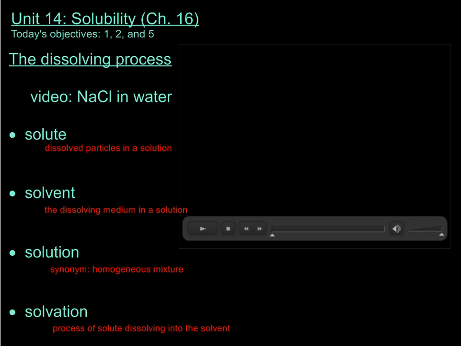interpret solubility curves. So a couple of the vocabulary terms that you saw, the first few, solute, solvent, solution, and solvation, have to do with the dissolving process. Let's take a look at this video where we get to see sodium chloride dissolving in water. It's an animated scheme to kind of give you an idea of what's happening at the molecular level.